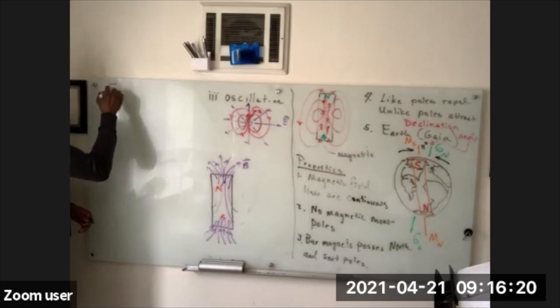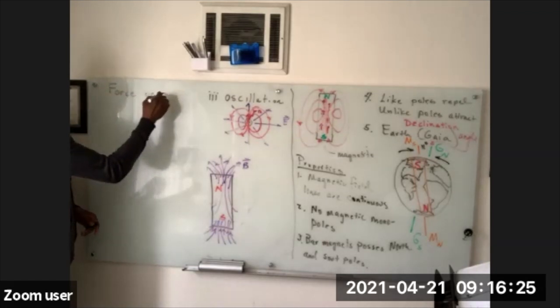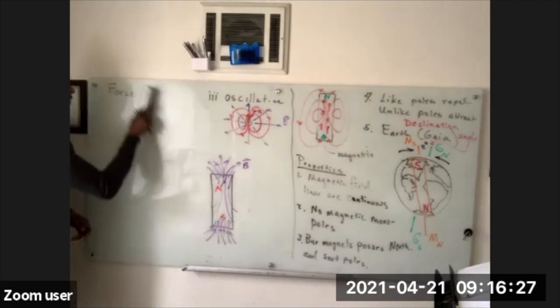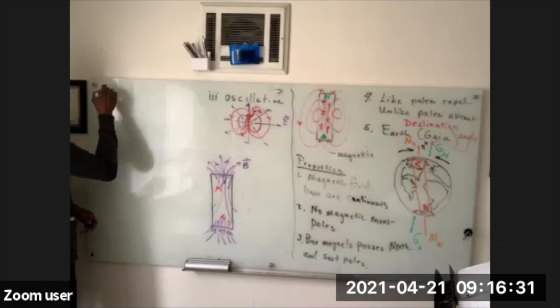Now, I just talked to you about what causes a magnetic field. So this section is magnetic force on a moving charge.